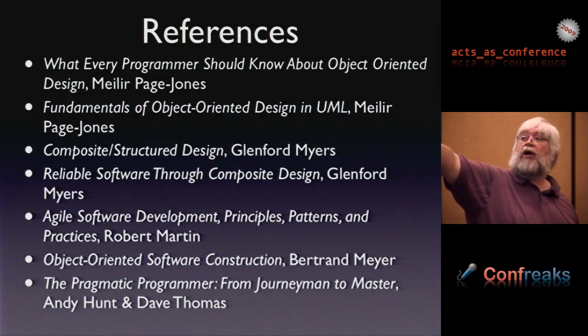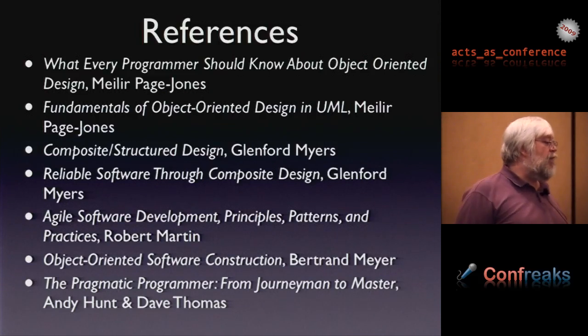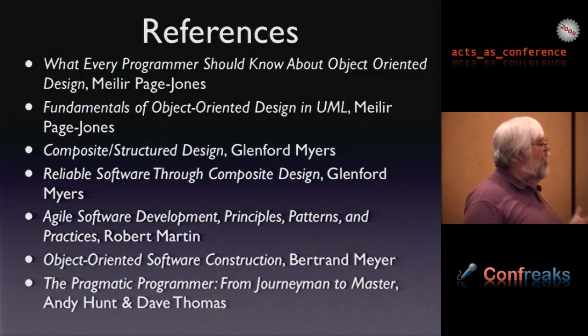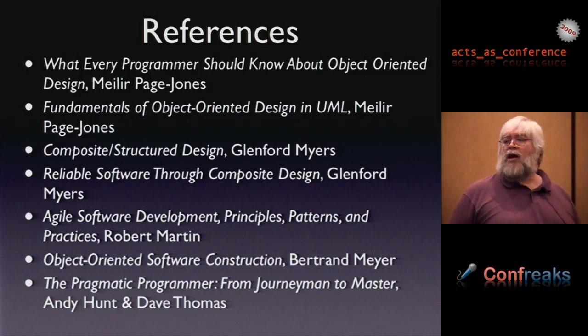What Every Programmer Should Know About Object-Oriented Design by Meilir Page-Jones. He rewrote it later. It's the same book, but with UML instead of his funky notation. So either one is good for that. Likewise, Glenford Myers seemed to write that same book twice. Again, Composite Structure Design and Reliable Software Through Composite Design. Kind of the same book, kind of different focus between them.